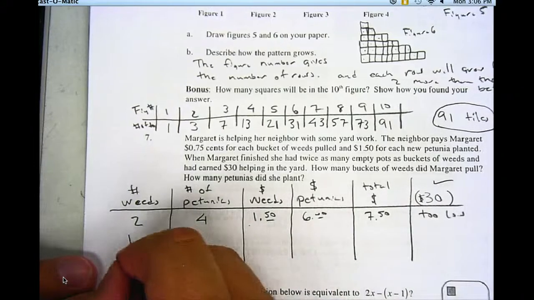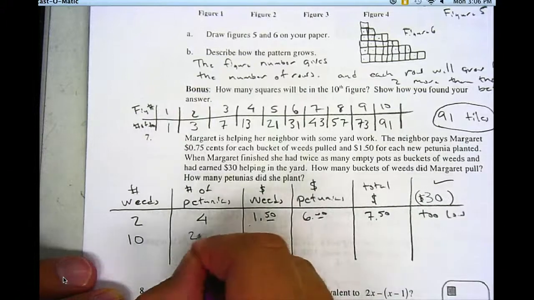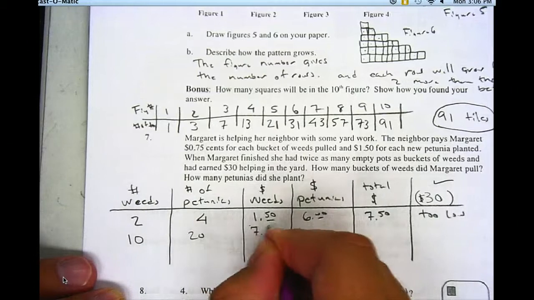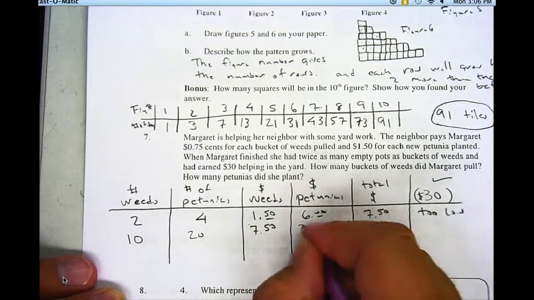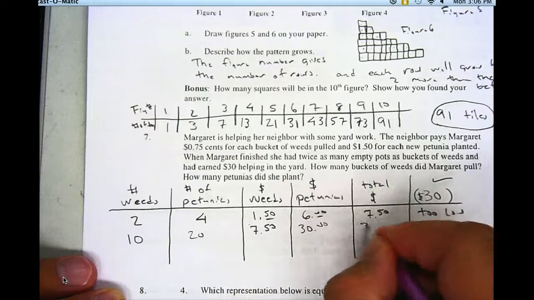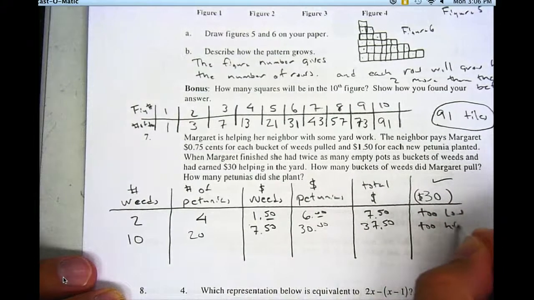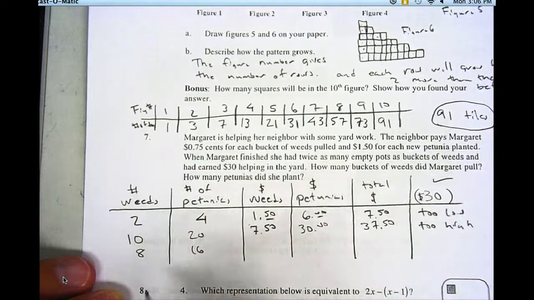So we'll try 10. If she had 10 of those, then she's got to have 20 of these. So if I have 10 times 75, that's $7.50. 20 times $1.50, that's $30. And now I'm at $37.50, and I'm too high. So we'll try 8 and 16.